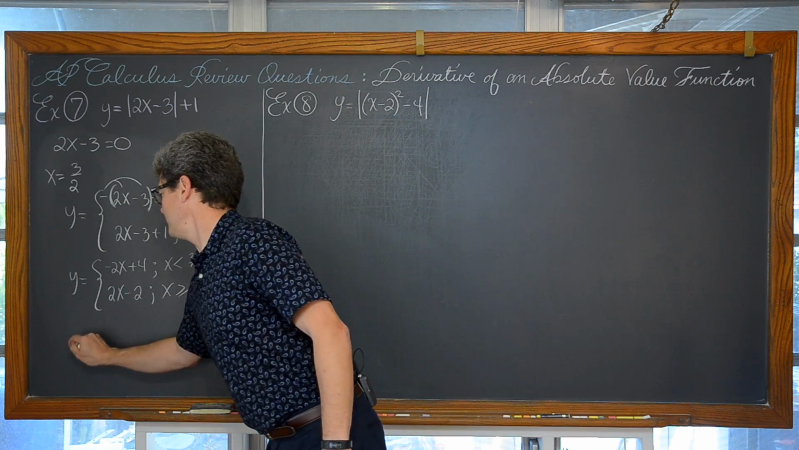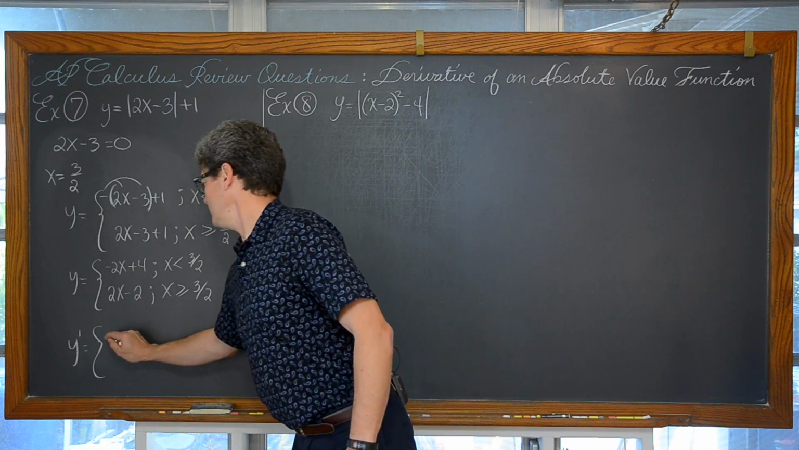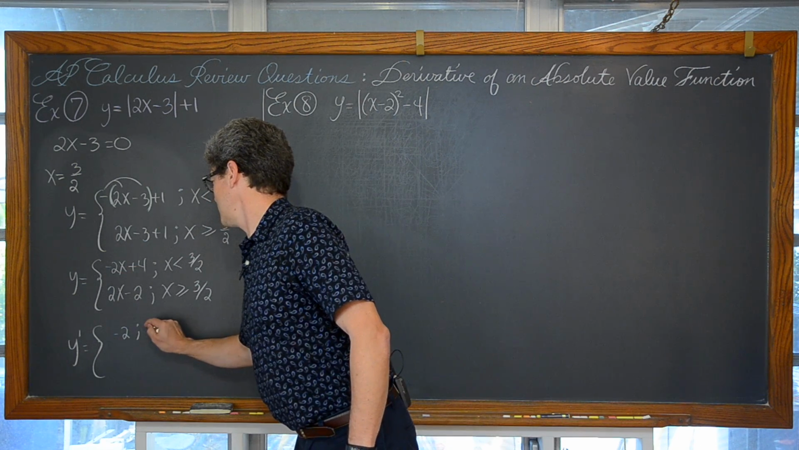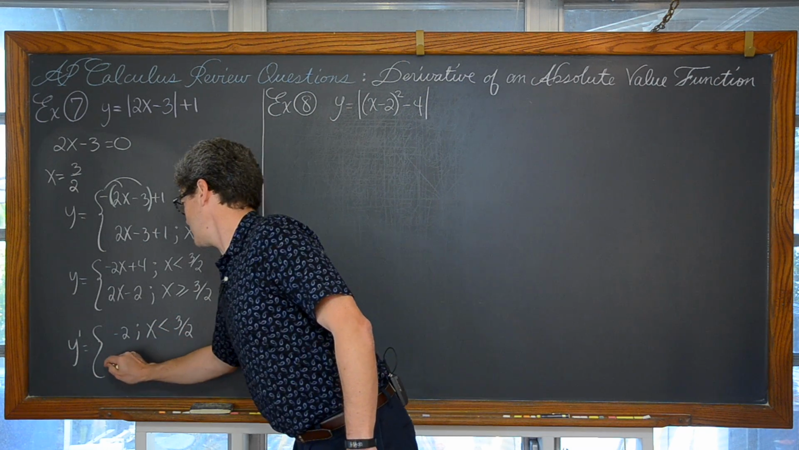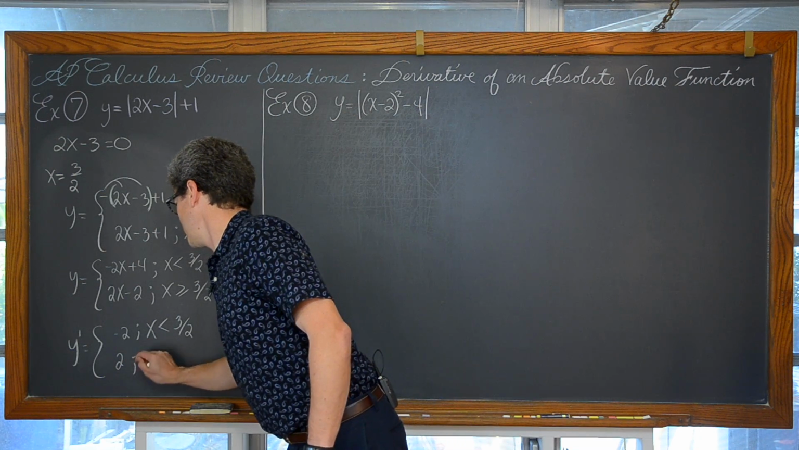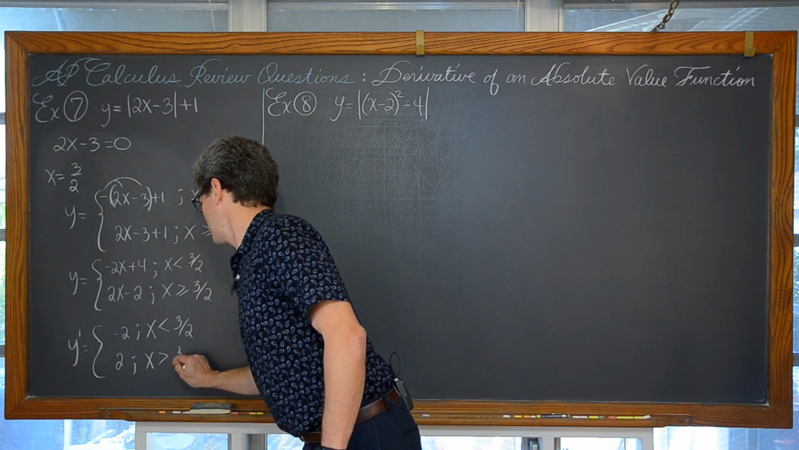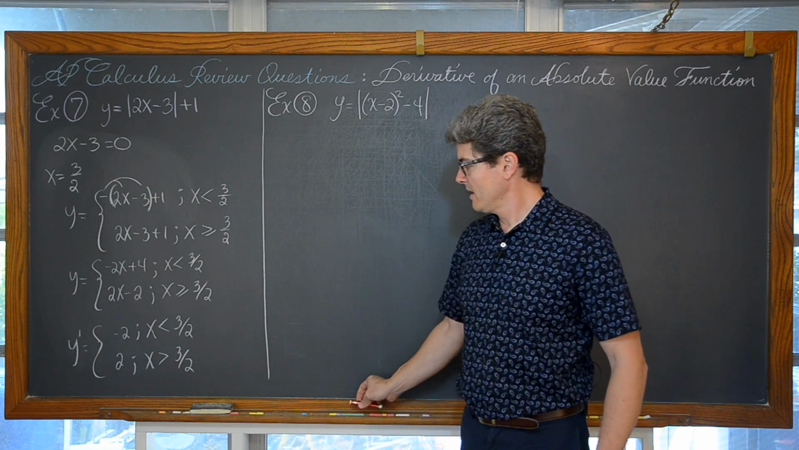So y prime is equal to negative 2 when x is less than 3/2, and the derivative of 2x minus 2 is just equal to 2 when x is greater than 3/2. Now do you see what I just did there?